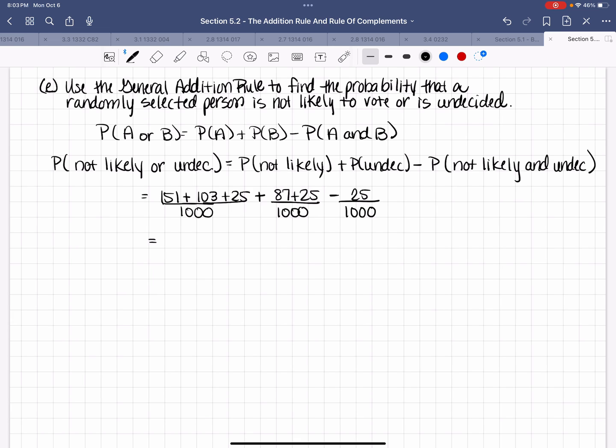Yep. Alrighty. 0.366. Okay. Good job. All right. And we used our general rule of addition there. Let's look at example 2 now.